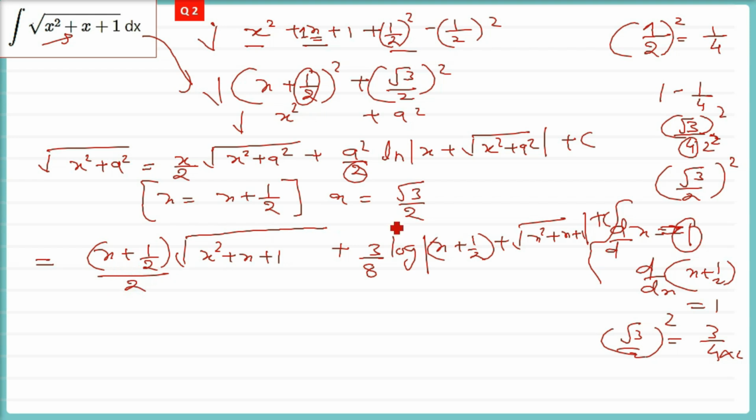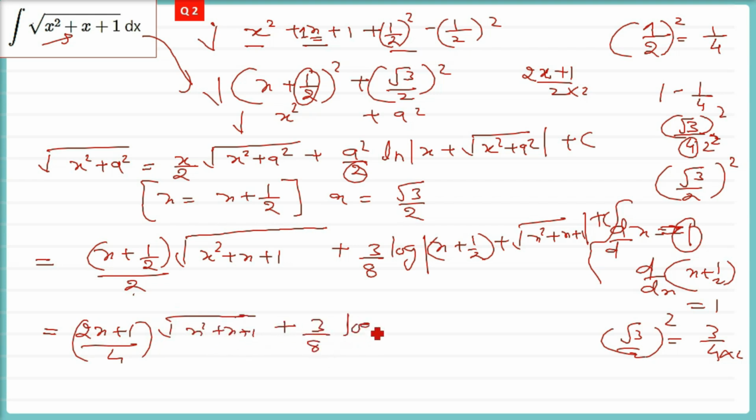You can also resolve it more because writing x plus half is not seen that much simplified. So you can write it as 2x plus 1 by 2. 2 is already there in the denominator, so it will form 4. Inside this you have under root x square plus x plus 1 plus 3 by 8. Then you have a log, modulus of x plus half is 2x plus 1 by 2, so it will be 2x plus 1 divided by 2. And the other term will be the question only, which is under root x square plus x plus 1. Ended with a constant of integration, and that's your final result.